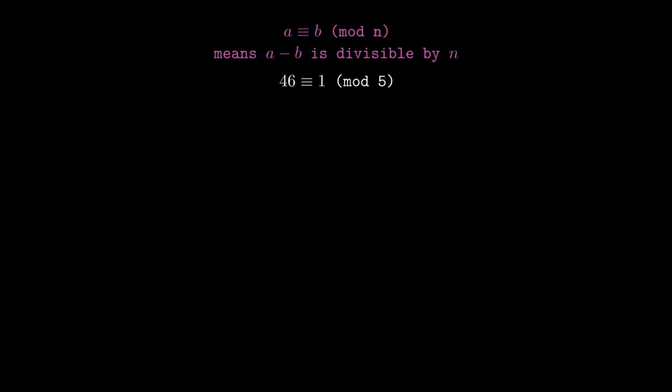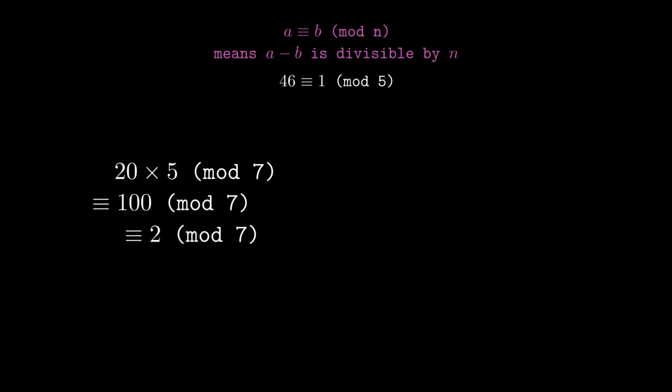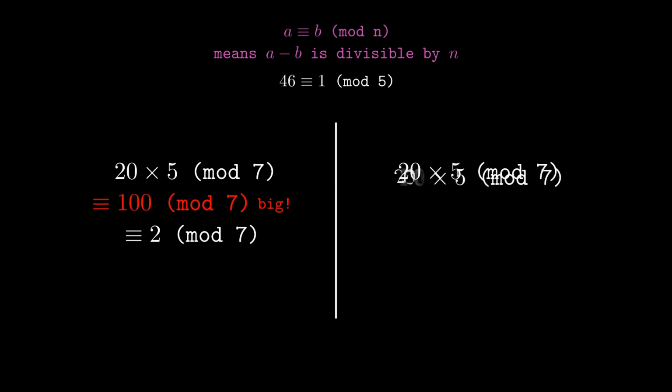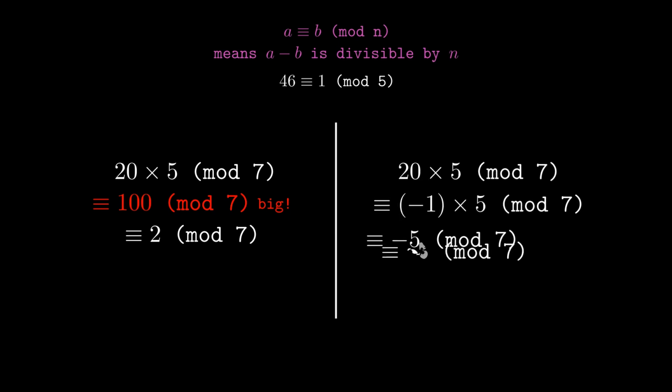To get a feeling for this world of mod, let's try and compute 20 times 5 mod 7. Well, that's 100 mod 7, and 100 over 7 has remainder 2, so 20 times 5 is congruent to 2 mod 7. But the calculation got pretty big there. We had to calculate 100 over 7, and that's effort that we don't like. What if we said 20 is congruent to minus 1, so 20 times 5 is congruent to minus 1 times 5, is congruent to minus 5, is congruent to 2?